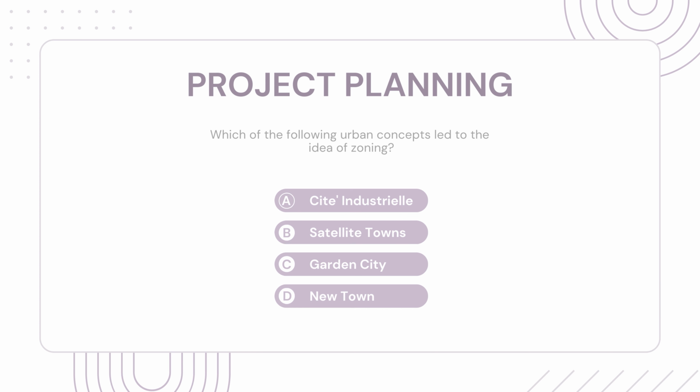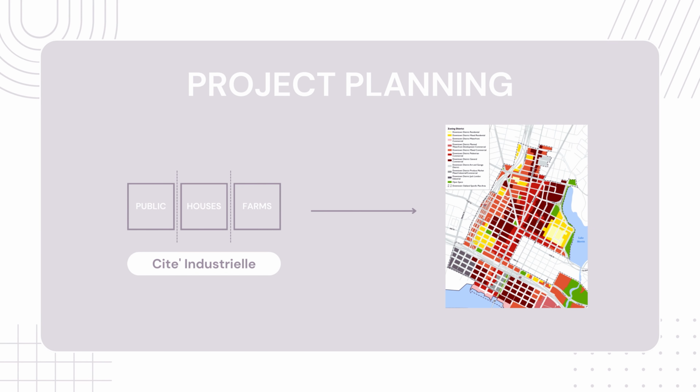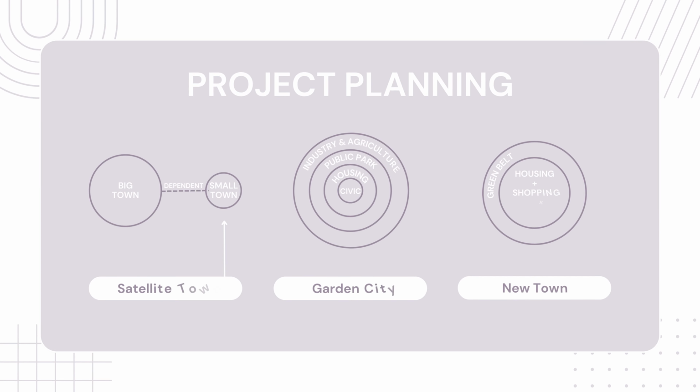The answer is city industrial. The city industrial concept was introduced by Tony Garnier in 1917 as a reaction to the conditions of the Industrial Revolution. The idea was to create separate zones for residential, public, industrial, and agricultural uses that would be connected by vehicular circulation. Satellite towns are smaller towns dependent on larger towns nearby for business.